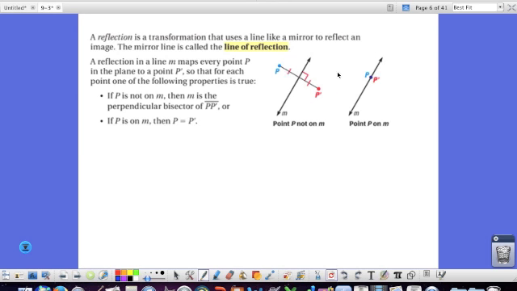If P is on M, then P and P prime are going to have the same value. So if the point is on the line of reflection, basically it doesn't reflect. And if the point is not on the line of reflection, then you could draw a line segment connecting the original point to the reflected point, and that segment would be bisected perpendicularly by the line of reflection.